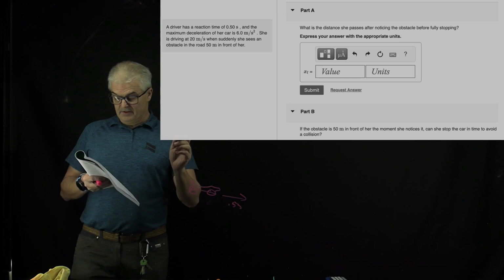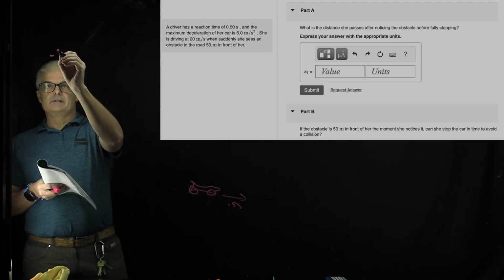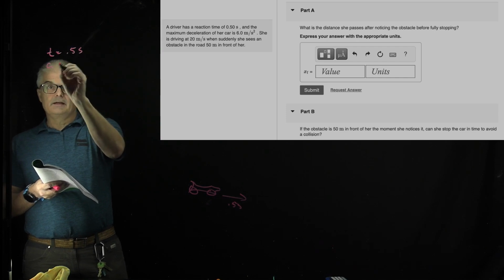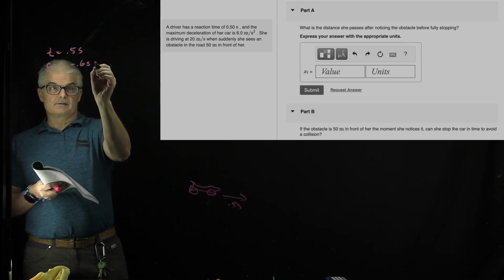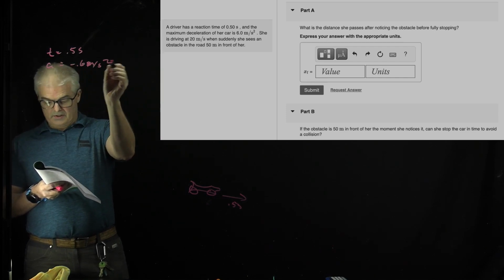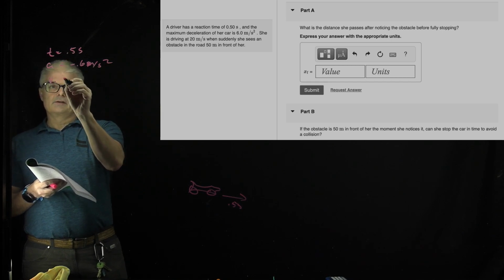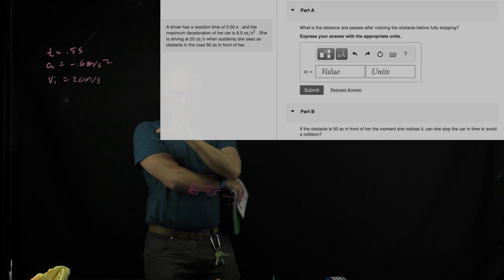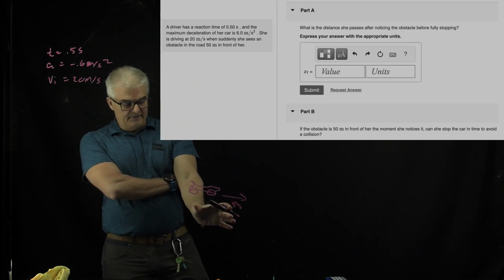Now, again, what I did, by the way, is I wrote t equals 0.5 seconds. a is negative 6 meters per second squared. Her initial velocity was 20 meters per second. Right, I know these things. Now what I want to do is see if I can solve this.